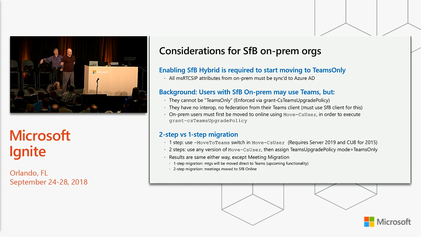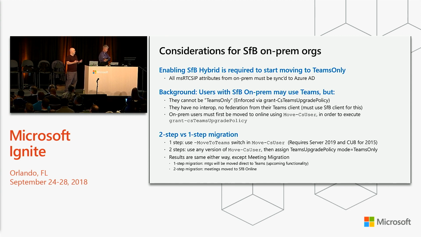Number two, your users who are on-prem can use Teams, right? The key is that they're not going to have interop, they're not going to have federation, they can't be Teams only. And the only difference is that when you move them to Teams only, before you apply that very same policy that I mentioned before, Teams upgrade policy with mode equals Teams, you first move them to the cloud with Move-CsUser. And now I'll just talk about what we call one-step versus two-step migration. With the code that we have literally right now, you would do a two-step migration where you would run Move-CsUser, and then as soon as they're done, you would grant them the Teams upgrade policy with Teams only mode. And you can script that so it feels like one step, but it's two little PowerShell steps.